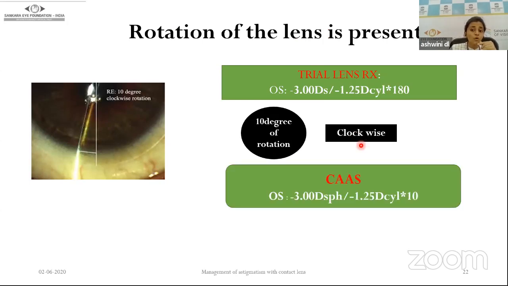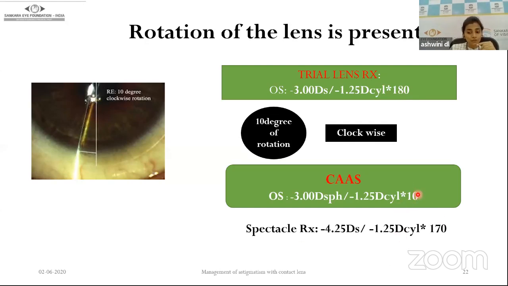In this case, based on the CAST rule, if there is a clockwise rotation, you have to add the amount of rotation to the contact lens prescription and also to the spectacle prescription. So with this trial lens, when you add the 10-degree axis, from 180 to 180 plus 10, it will become 10 degrees.